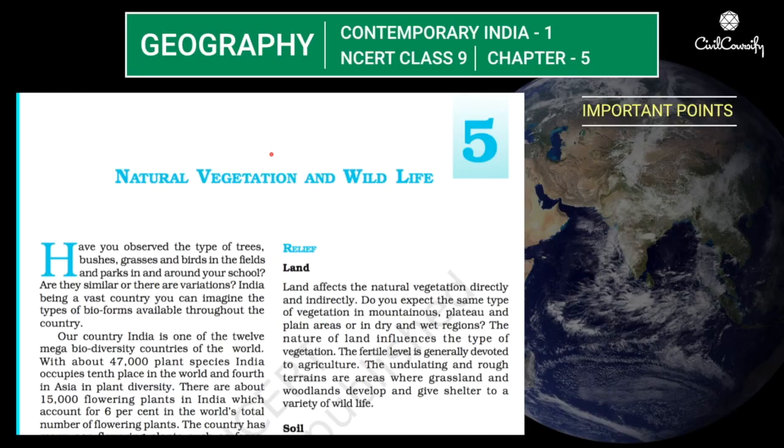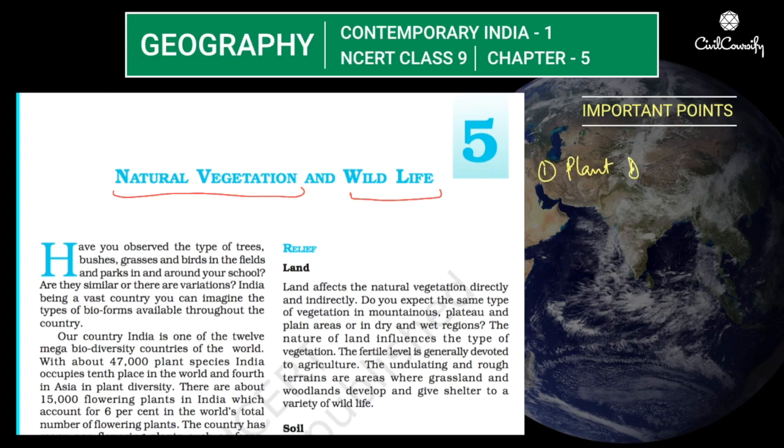Geography NCERT Class 9 Contemporary India Part 1 Chapter 5. Now the title for this chapter is Natural Vegetation and Wildlife. And it is evident from the title itself that we will be discussing natural vegetation and wildlife. So some important points before we begin are that let us look at the plant and animal diversity of India.